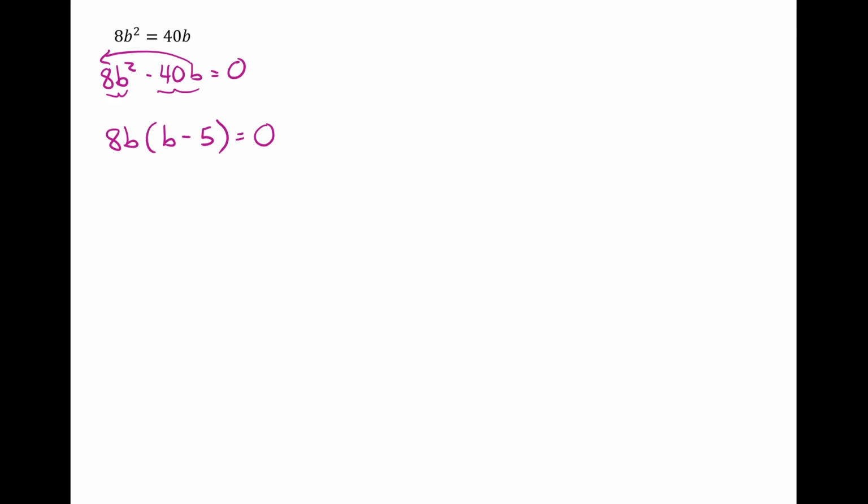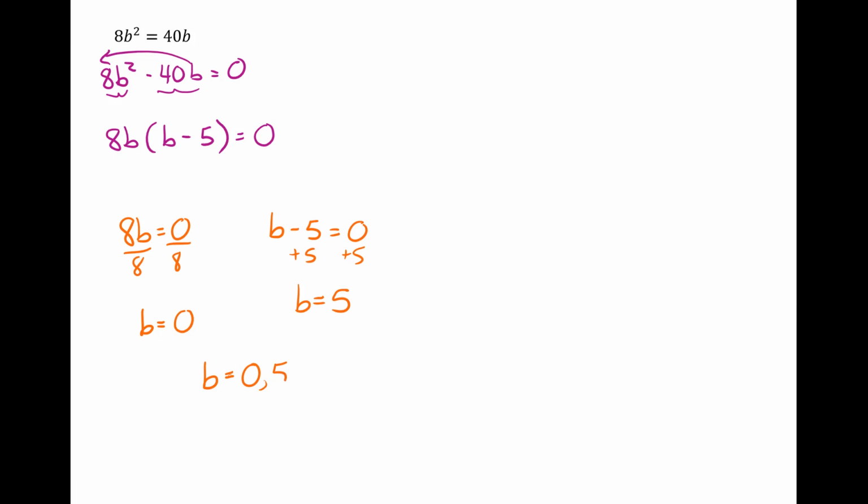Now by the zero product property, because I have two things being multiplied to equal 0, either 8b must equal 0 or b minus 5 equals 0. And then I solve those for b. Divide by 8, divide by 8. Well, 0 divided by anything is just 0. So b equals 0. On the other hand, I add 5, b is equal to 5. So the solution to this equation is b is equal to 0 or 5, using the zero product property.